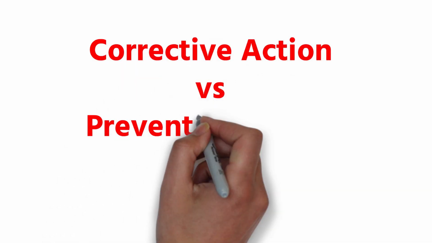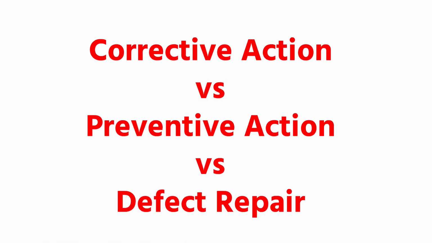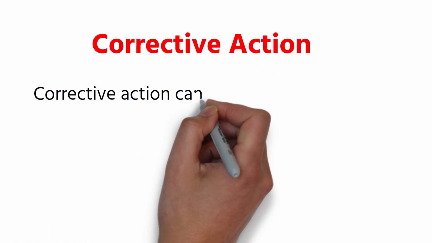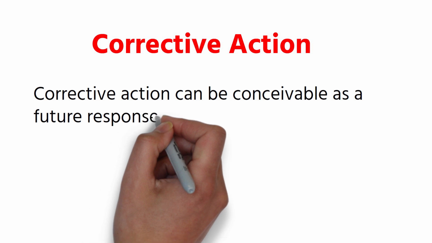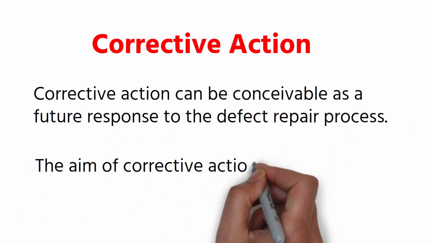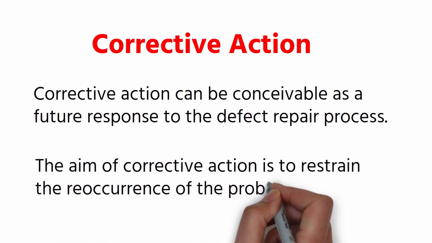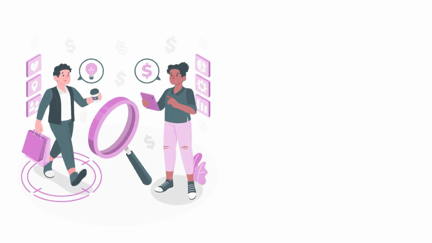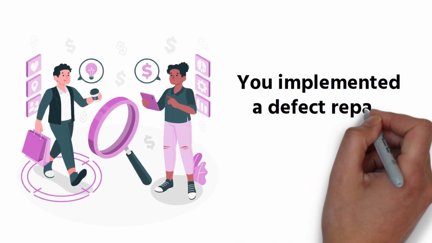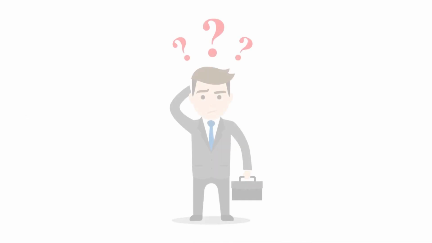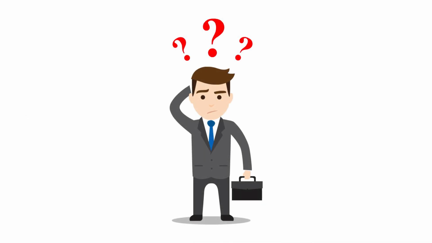Corrective action versus preventive action versus defect repair. Corrective action can be conceived as a future response to the defect repair process. The aim of corrective action is to restrain the reoccurrence of the problem. For instance, let's say that you made an inspection and detected some defective products. You implemented a defect repair process and corrected the defective parts of the product. You don't want to encounter the same problem.